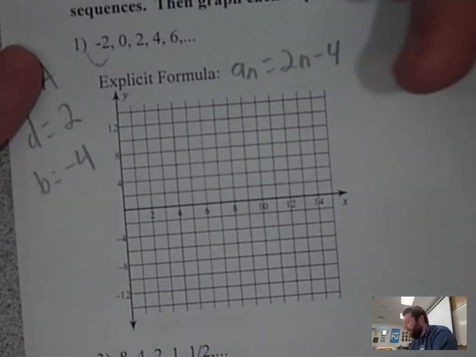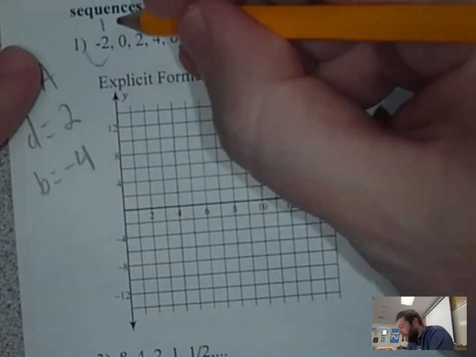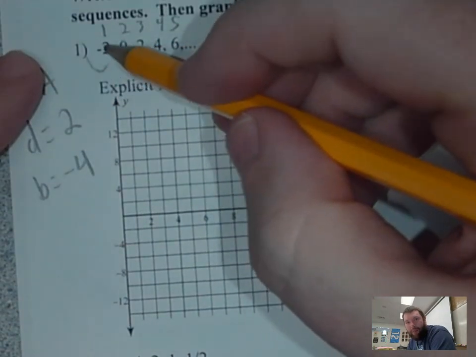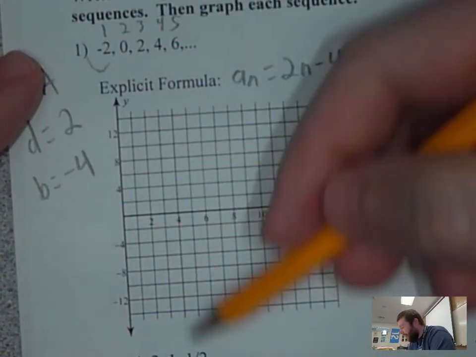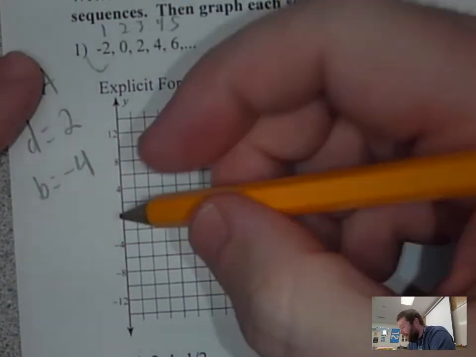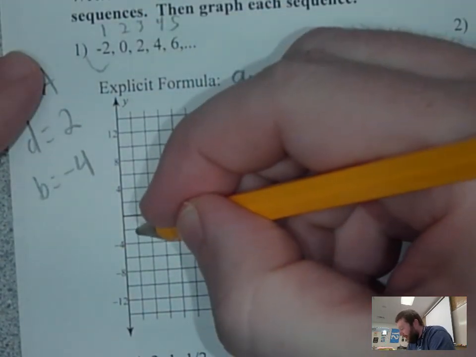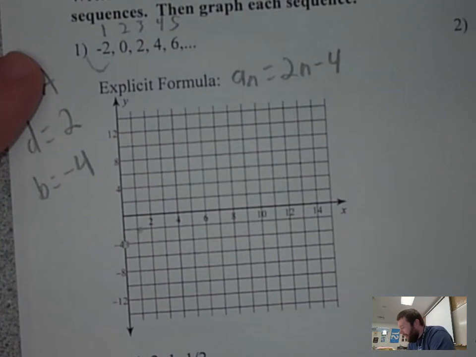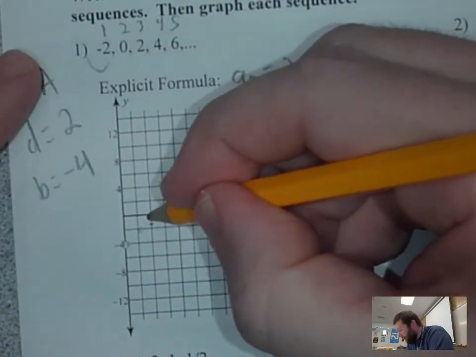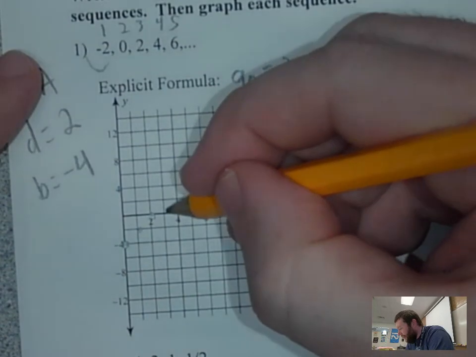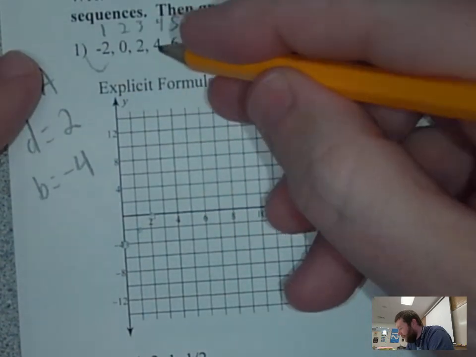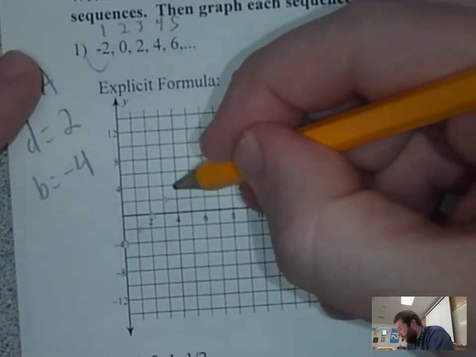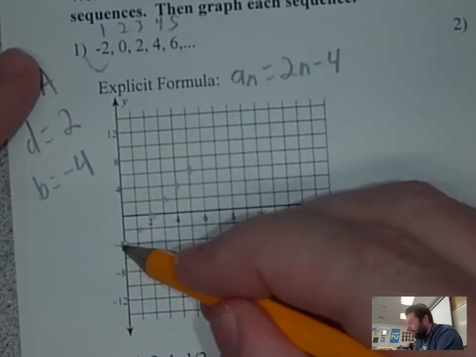With arithmetic sequences, this is my first term, that's my second term, third term, fourth term, fifth term. The number of the term is basically going to be your x value. So I would start at 1, -2. I could also start at 0, -4, since that's my zero term. And then 2, 0. Then 3, 2. And then 4 is 4. 5 is 6. And so on. That's my sequence right there.